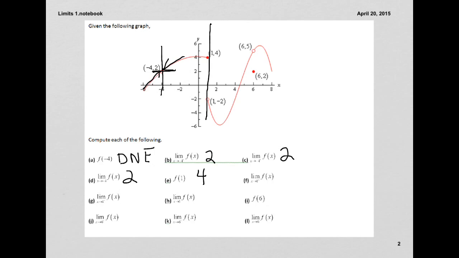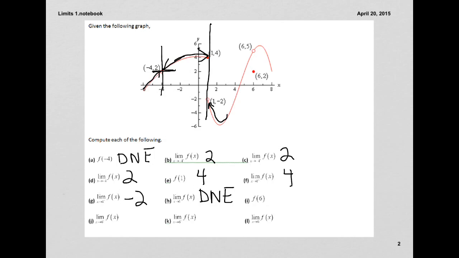Okay, as we approach positive 1 from the left side, going this direction, we're approaching 4. As we're approaching 1 from the positive side, which is coming from here, we're approaching negative 2. So since the left and the right limits are not the same, there is not an overall limit. So it does not exist.